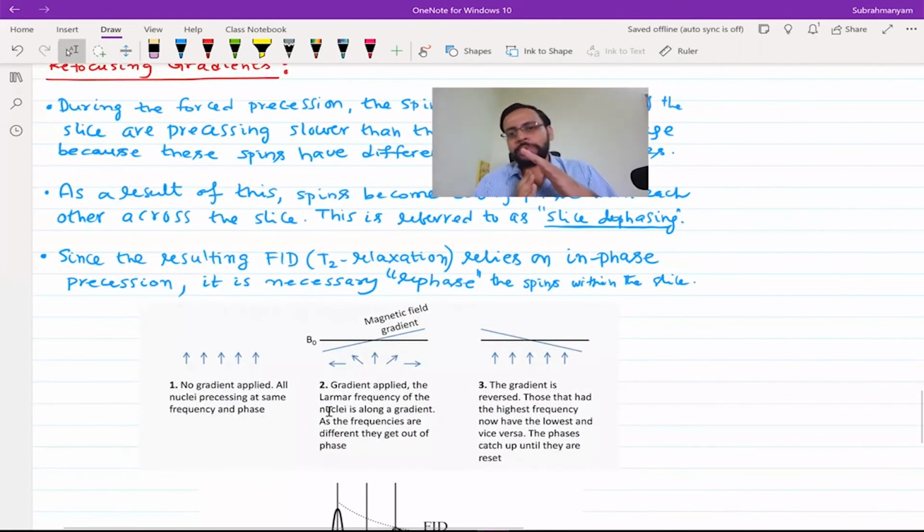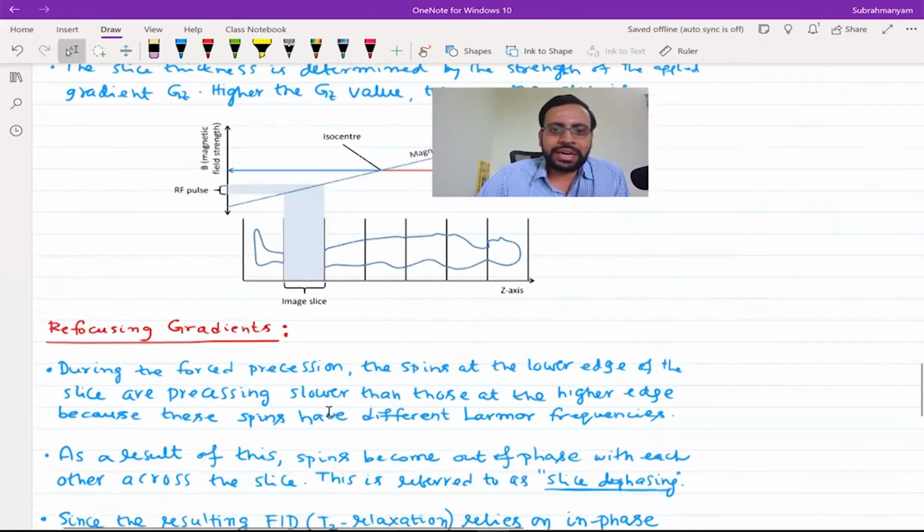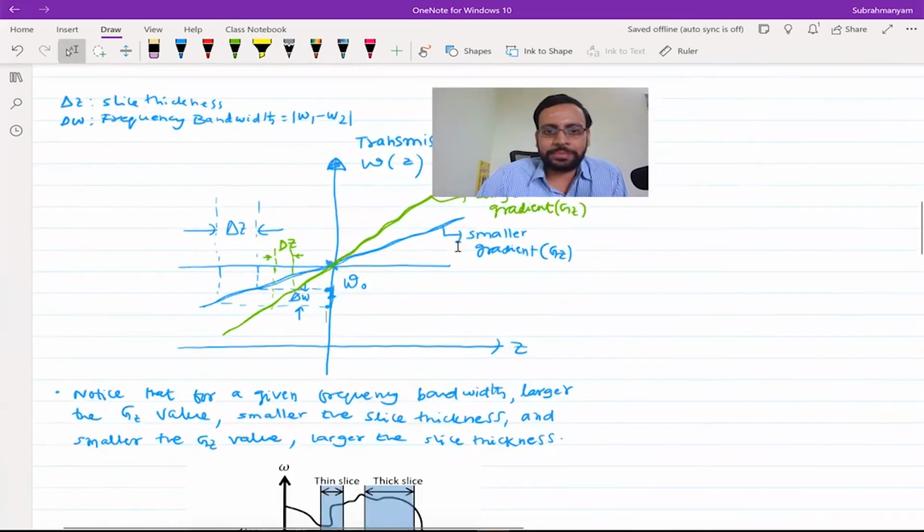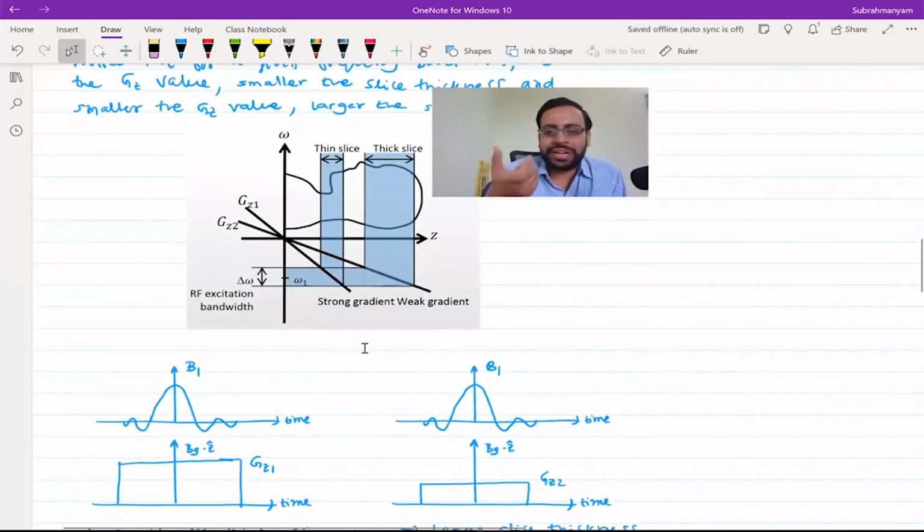See here. When you are applying this gradient magnetic field, the frequencies are different. The frequency at which each one is rotating is different. The response you are getting is over a particular region, but within this thickness, with the finer variations within it, each one is rotating at a different frequency. In other words, they are rotating at their own speeds.